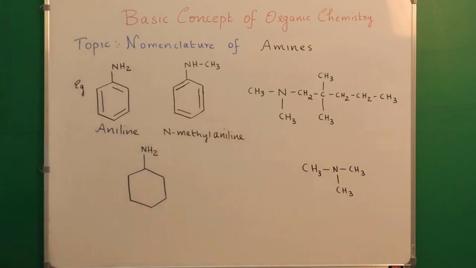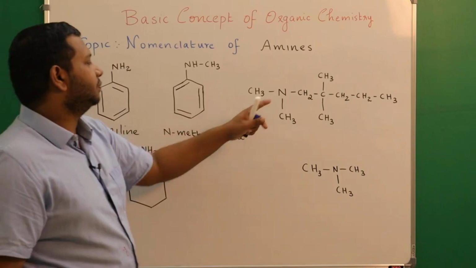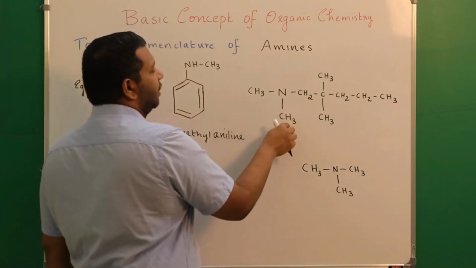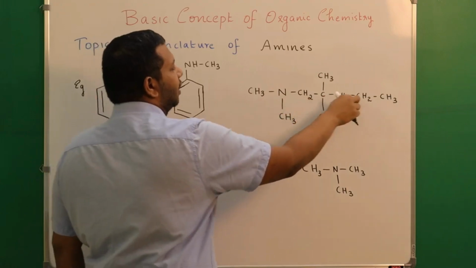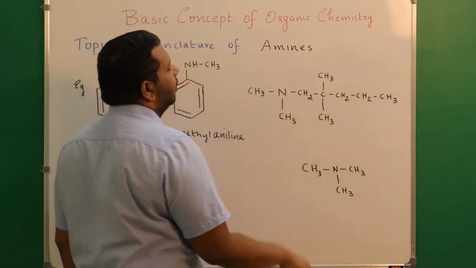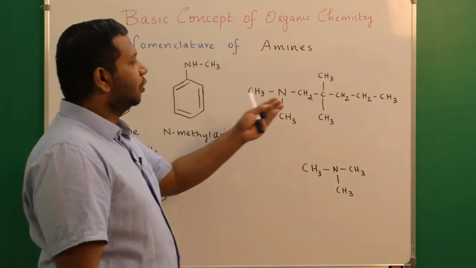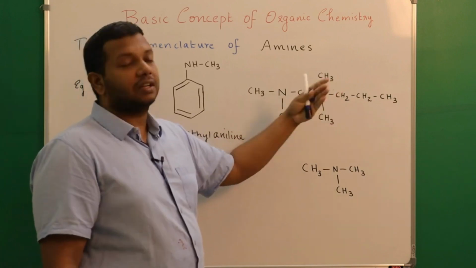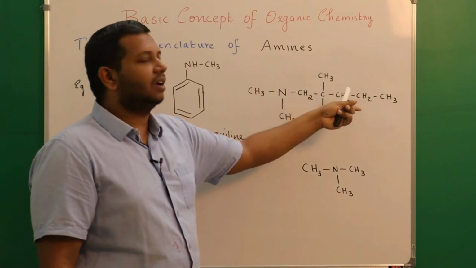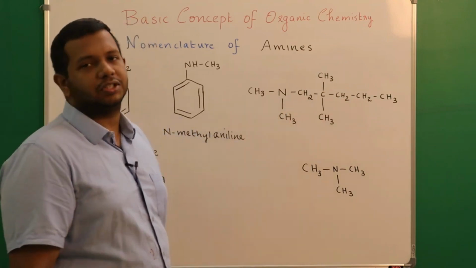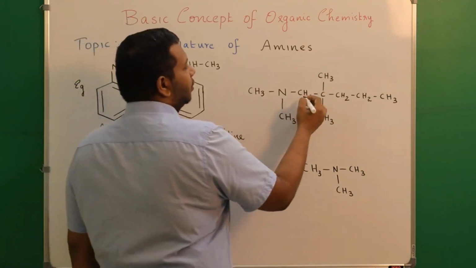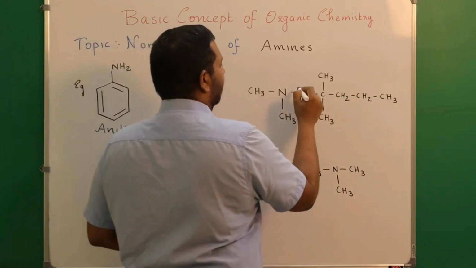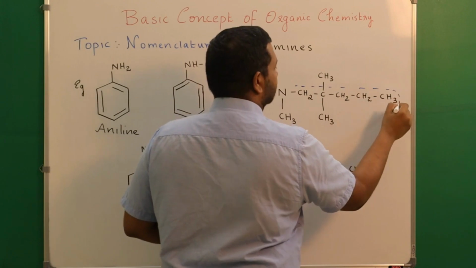N-methyl aniline. Now coming to the third one. If you see here, a methyl group is connected here, another methyl group here, and a longest chain is connected. There is no substituent or double bond or functional group connected, so we can directly identify the longest possible chain. If I try to select the longest possible chain, that should be this one. Correct?